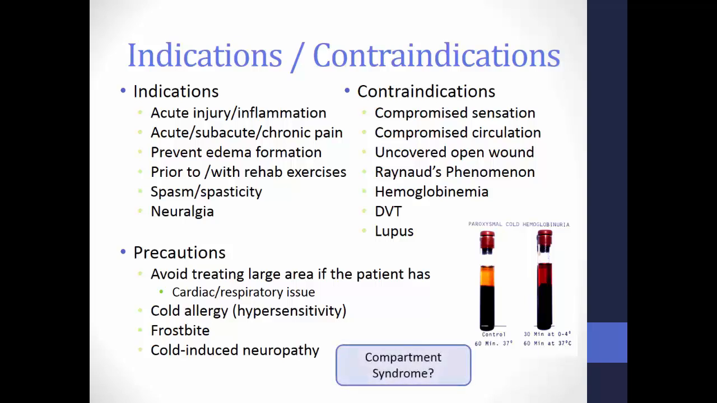What about compartment syndrome? It's an acute injury. We can use ice for compartment syndrome, but we wouldn't want to wrap it on. We would not want to increase any pressure associated with the compartment syndrome.